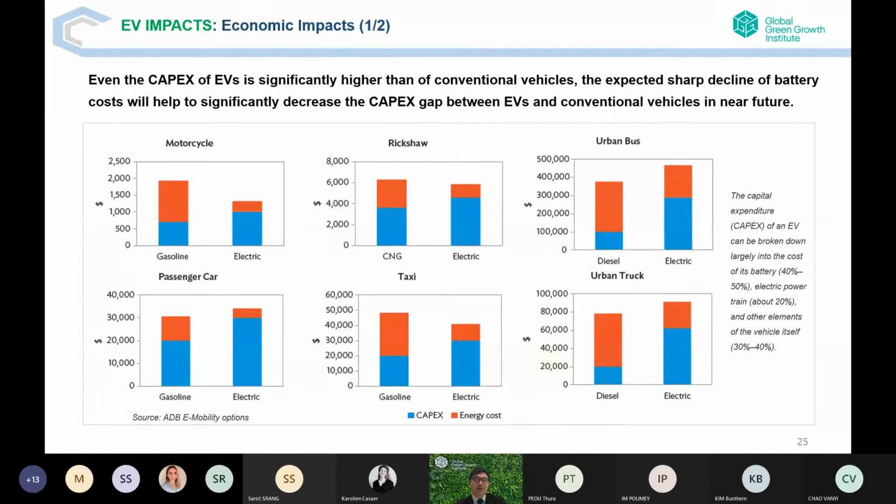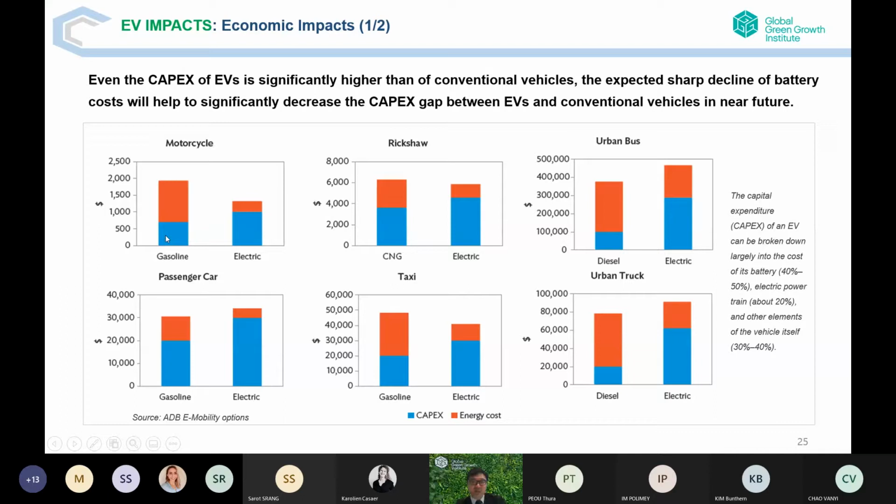Electric mobility has a big economic impact. Even though the capital expenditure, the cost, is very high, most of the cost in electric mobility is taken by the batteries. The battery takes about 50% of the total cost. But there is big news: the battery price has sharply declined. That means maybe in the future there will be a big economic impact and it will be very advantageous to utilize electric mobility. It helps significantly decrease the capex gap between electric mobility and conventional vehicles in the near future.